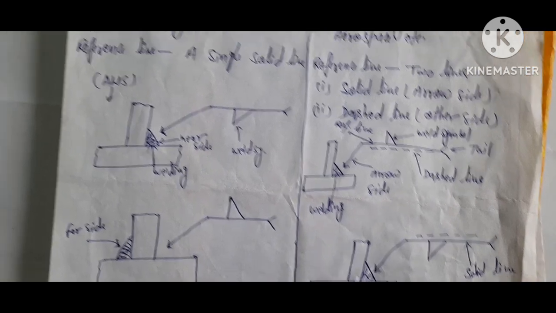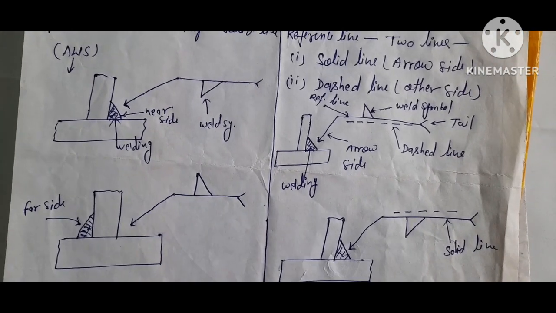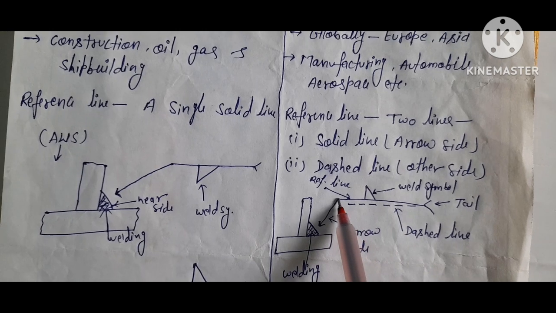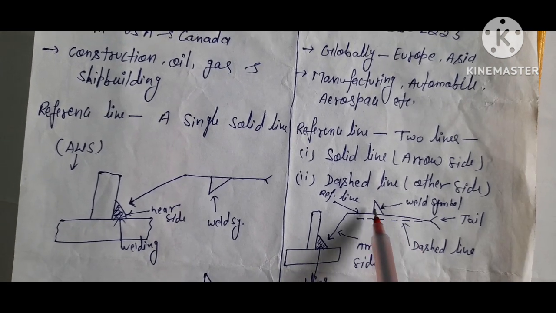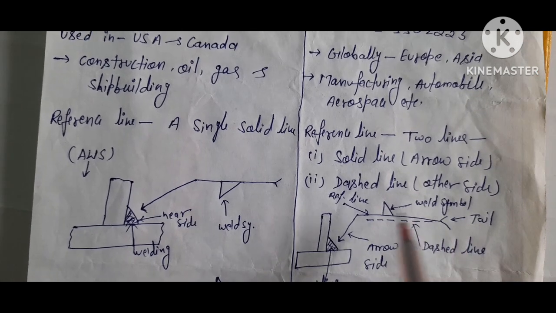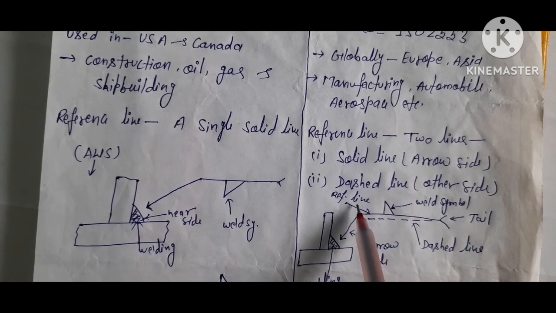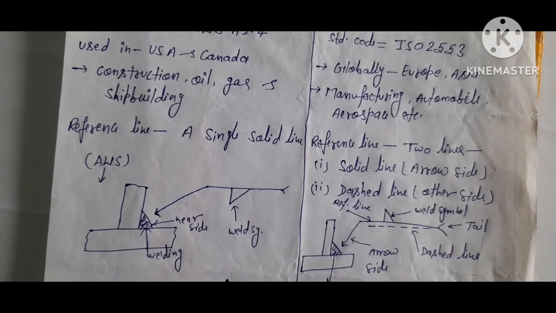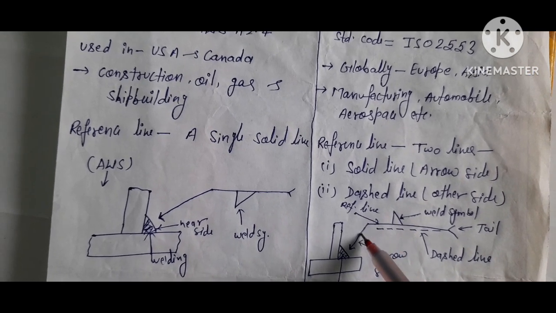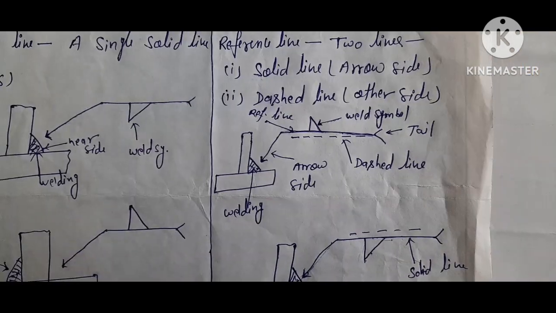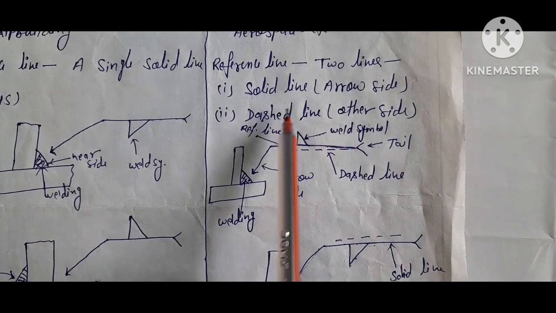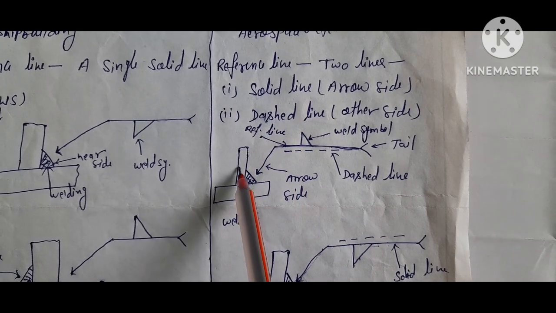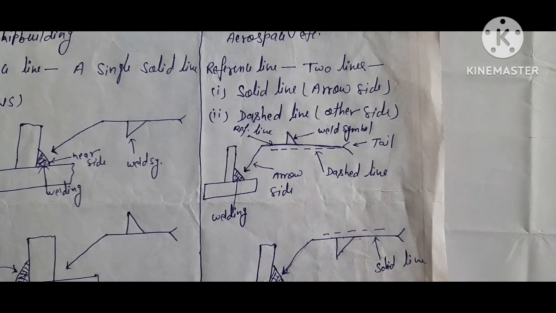So friends, you know the nomenclature here: this is a solid line and this is a dash line, this is a tail and this is a weld symbol, and this solid line is also known as the reference line, and this indicates the arrow side. So friends, we first differentiate the solid line, now move to the dashed line.